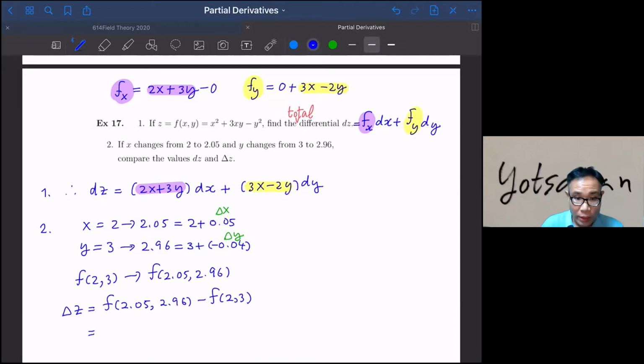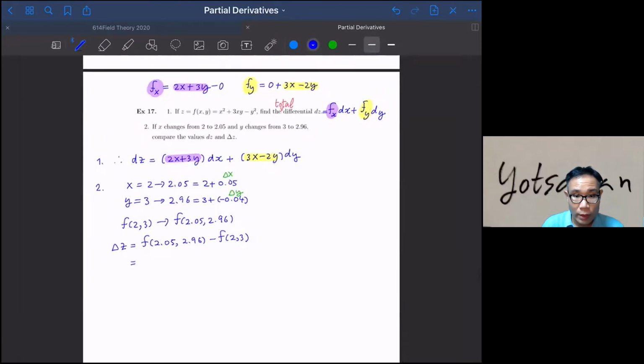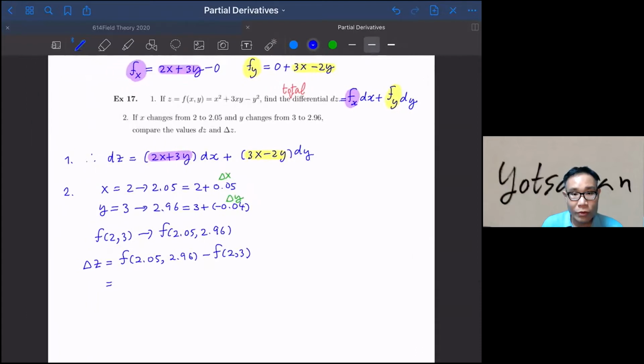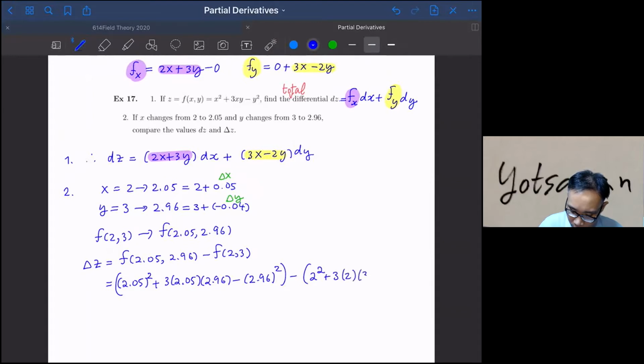So what you need to compute is, you just plug in x equal to 2.05, y equal to 2.96. So it's going to be 2.05 squared times 3, plus 2.05 times 2.96, minus 2.96 squared. This is your first f, minus 2 squared plus 3 times 2 times 3 minus 3 squared. You can expand this out. So you have 2.05 times 2.05 and you calculate them. Everything here can be done by hand or you use your pocket calculator a little bit.